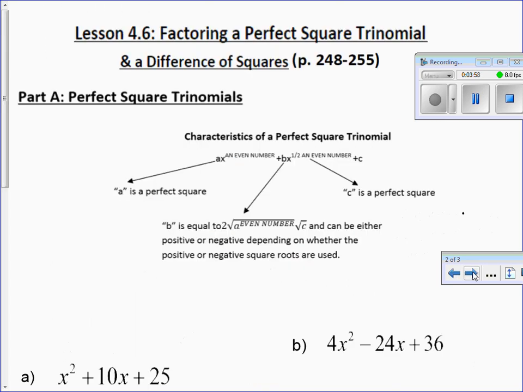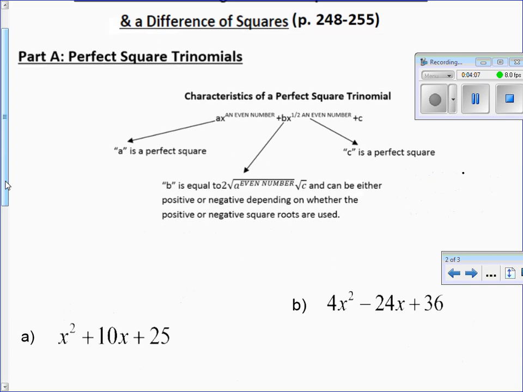Today's lesson is factoring a perfect square trinomial and the difference of squares. But this is part A, the perfect square trinomial. So the characteristics of it: ax squared, with any even exponent, plus b times half of the even exponent you had before, plus c, is a perfect square trinomial, where a is a perfect square, b is equal to the square root of those two numbers, plus c, plus the square root of c.